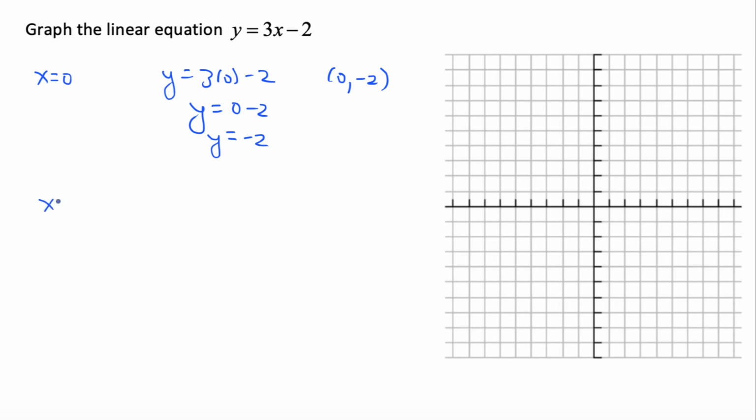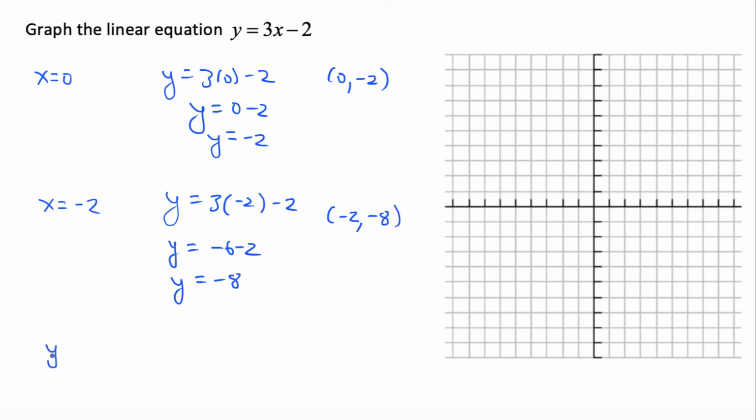Let's try x equals negative 2, for example, right? So that means I'm going to plug in the negative 2 for that x and then solve for y. Right here we get negative 6 minus 2, so y equals negative 8. Right, remember x is negative 2, y is negative 8, so we write that ordered pair like this.